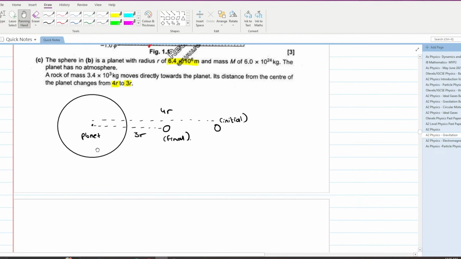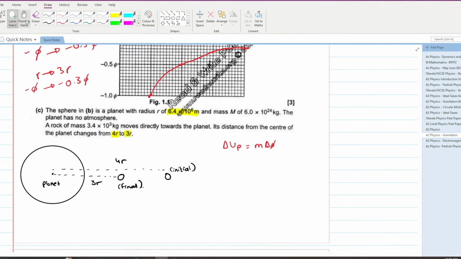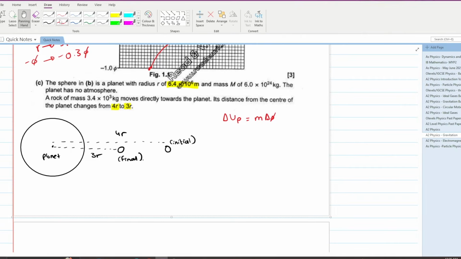Okay, so let's start. Change in gravitational potential energy, I have just told you, is equal to mass into change in gravitational potential. Right, this is what we used to do to find the change in gravitational potential energy. What did we used to do? Change in gravitational potential multiplied by mass. What is the mass of the rock? 3.4 into 10 raised to the power 3 kg.